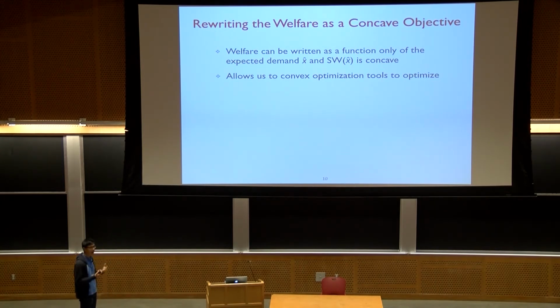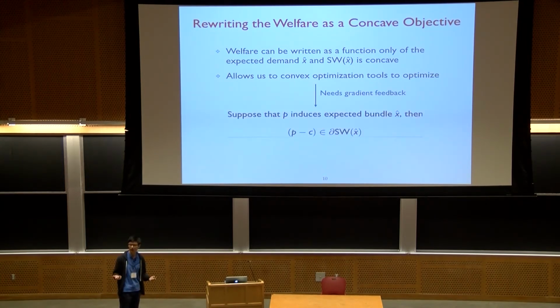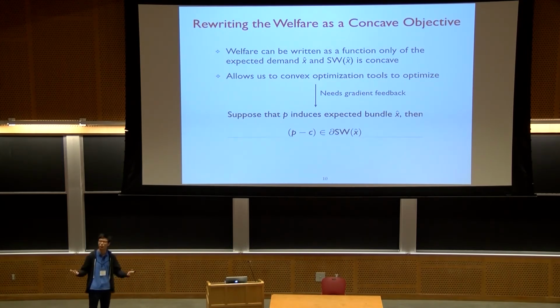We can then use basic convex optimization tools to optimize this function. Even though we don't observe the value of this objective function, we can characterize what the gradient of this function looks like at any bundle point. If we have a price vector P that induces an expected bundle X hat, one of the subgradients for this welfare function is the price vector minus the cost vector. This is pretty nice, so we can optimize this welfare function even without knowing the value of the welfare.